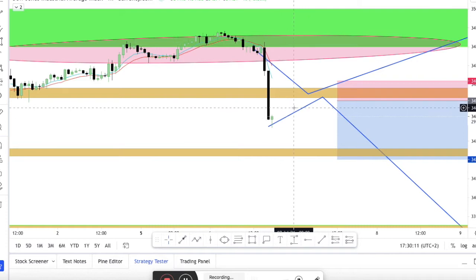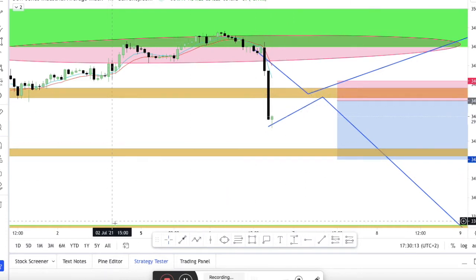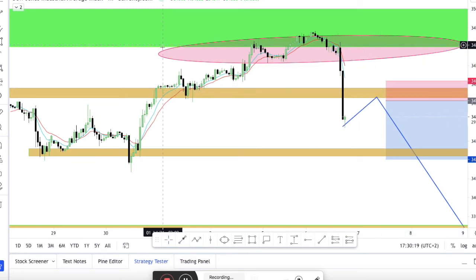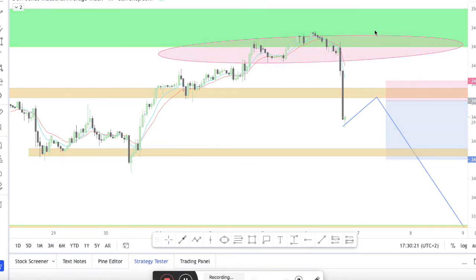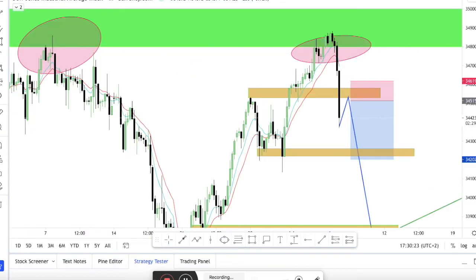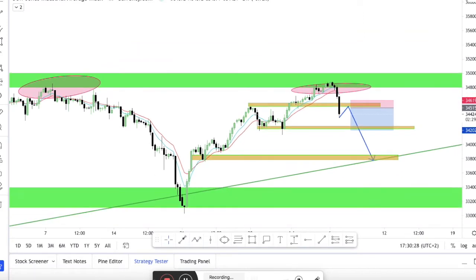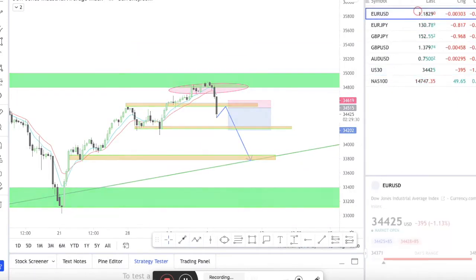So even if on the hour I get that anticipated retest, I will look for an entry around these areas over here moving down. Alright guys, so that is my analysis on US 30. Pretty straightforward. So let's keep an eye on that one.